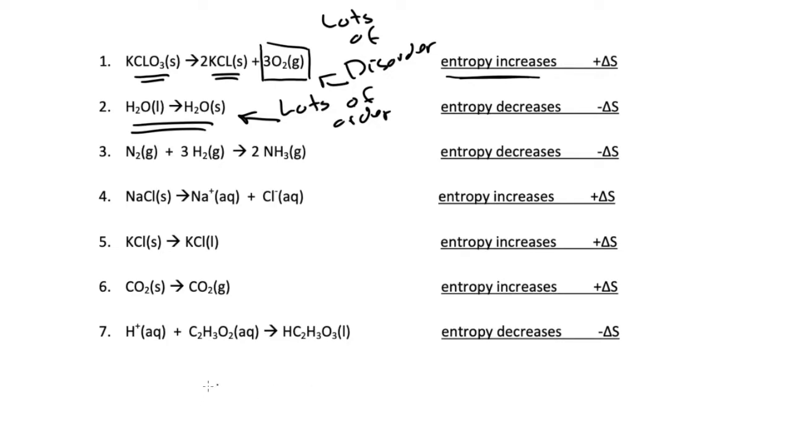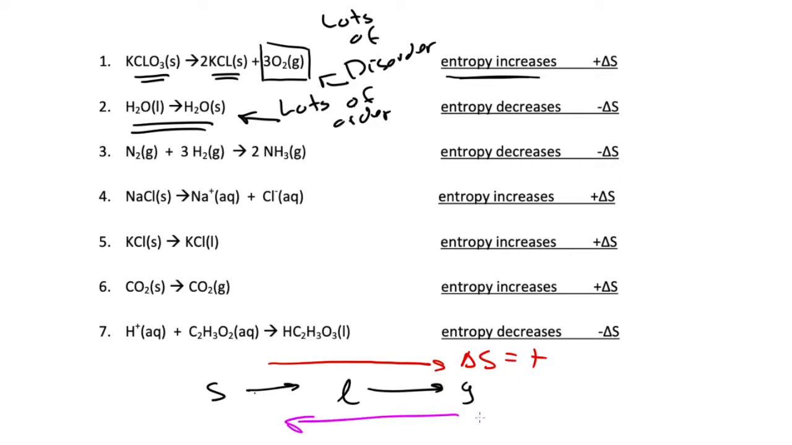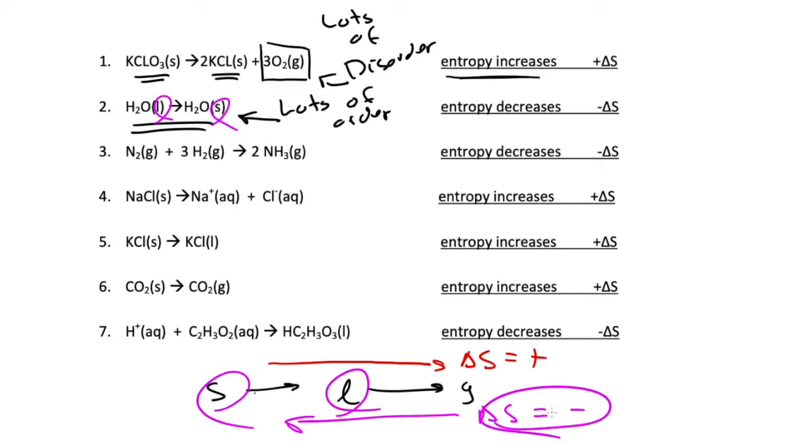So if you want, you could put solid, liquid, and then gas like this. And so here's where we're moving along. You'll notice that as we go this way, delta S is going to increase. And as you go in the other direction, delta S is going to decrease. And so we've got liquid going to solid, so it decreases. All right.